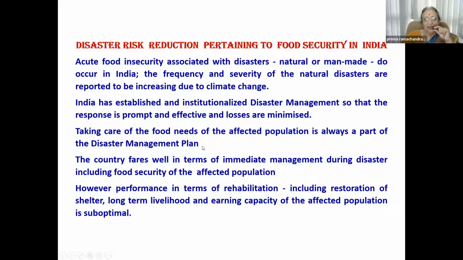Many of you would have read how food packets and water bottles are airdropped, whether it is tsunami or whether it is floods in Chennai or floods in Uttarakhand. These acute disaster management plans are reasonably well established and do work in India. However, we have relatively poor performance in terms of rehabilitation, including restoration of shelter, most importantly, long-term livelihood and earning capacity of the affected population.